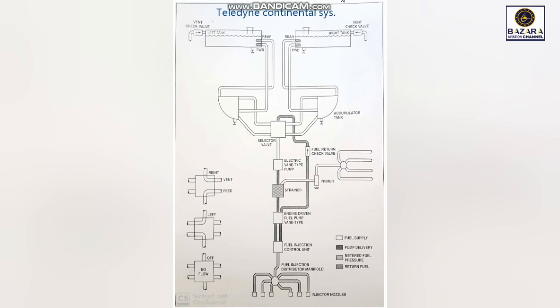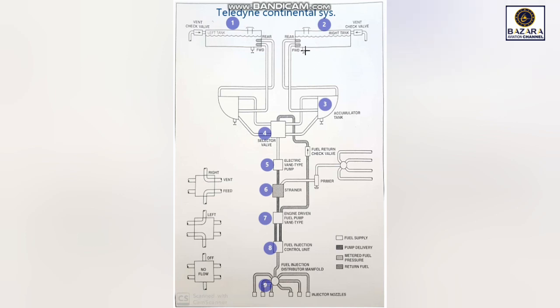Teledyne Continental system. This is the first type of fuel injection system. This system is used on high wing aircraft and single engine aircraft. This type consists of two tanks, accumulator tank, selector valve, electric pump, strainer or filter, engine driven pump, fuel injection control unit, and the last one, fuel injection distributor.